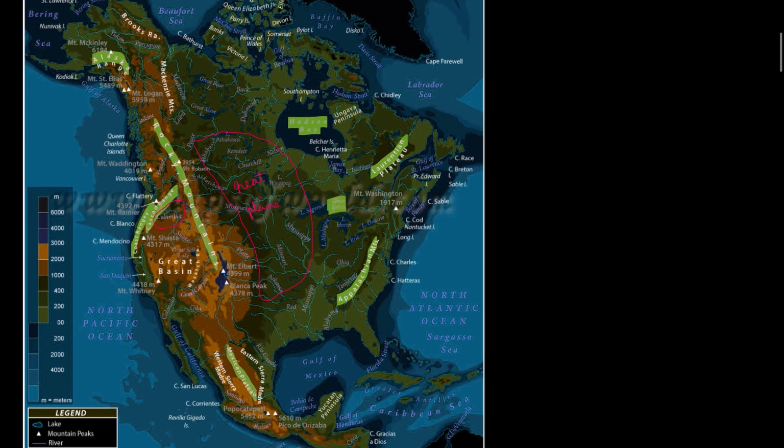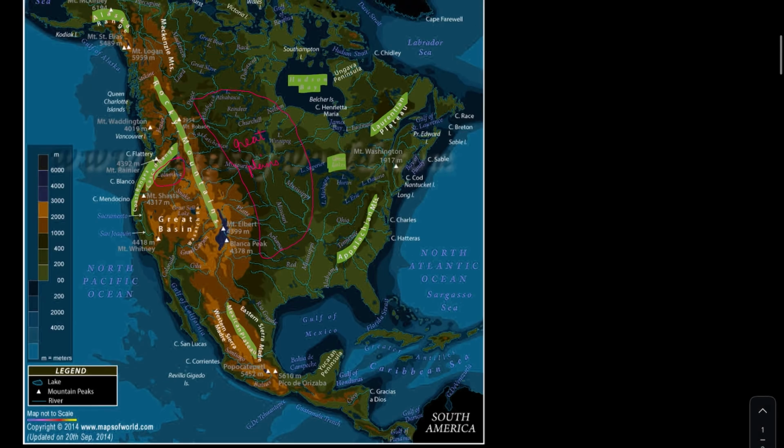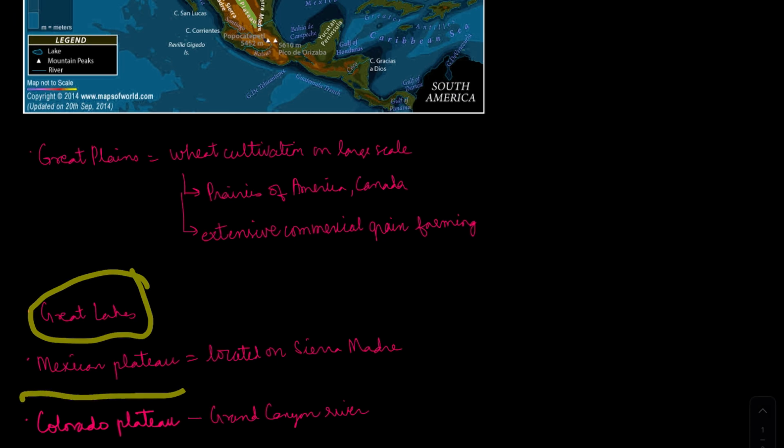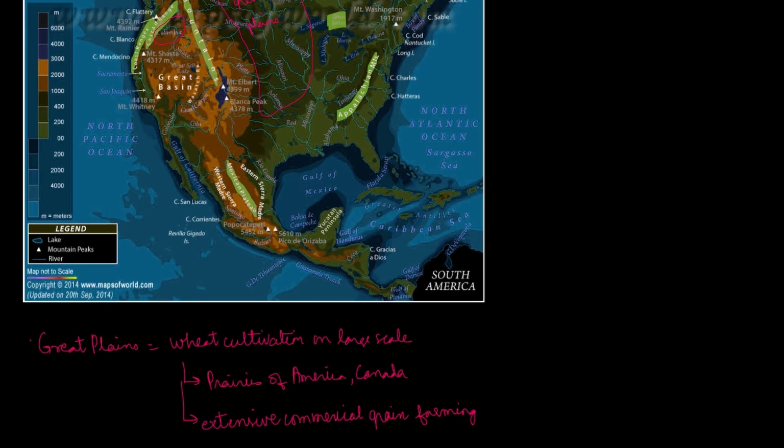In India also we have the Great Gangetic Plain, but over here these are the Great Plains. So we have the Great Lakes, as you've seen over here. Then the Mexican Plateau, located in Sierra Madre. These are the Sierra Madre ranges. This is Sierra Nevada. This is Sierra Madre. So the Mexican Plateau is towards the east of Sierra Madre.